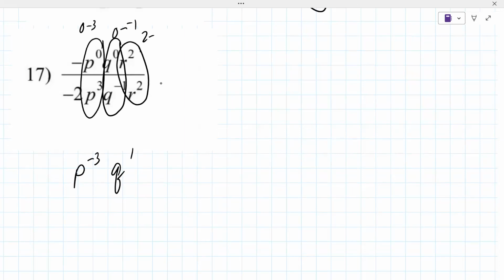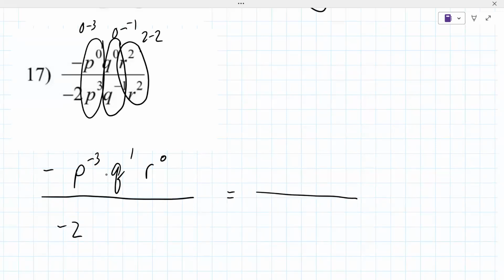And then this is 2 minus 2. This is r to the power of 0. So that is the other option, is to literally just subtract the exponents, or you can move them, your choice. From here, you know that the two negatives cancel. The p goes down to the bottom, q stays up top, and r to the 0th becomes 1. Is that okay? Yeah. All right.